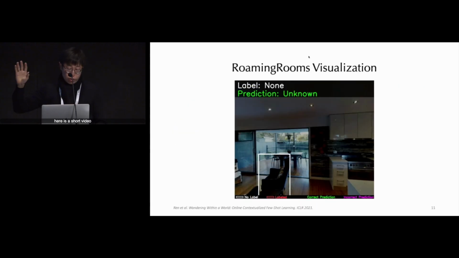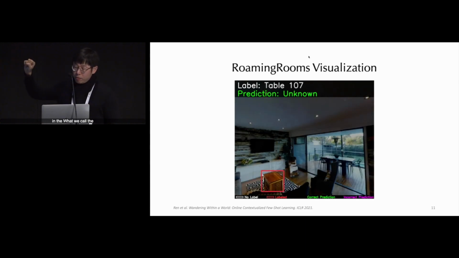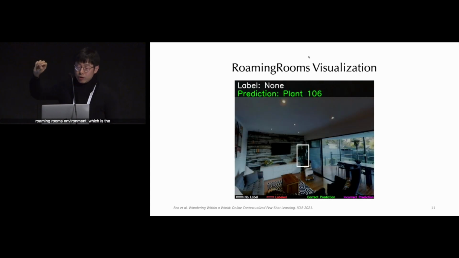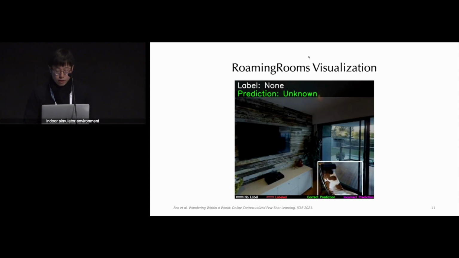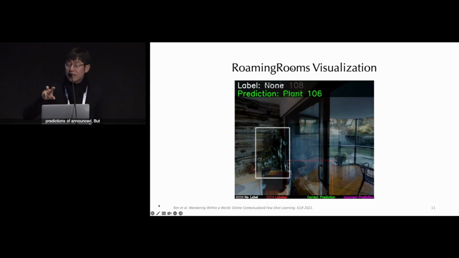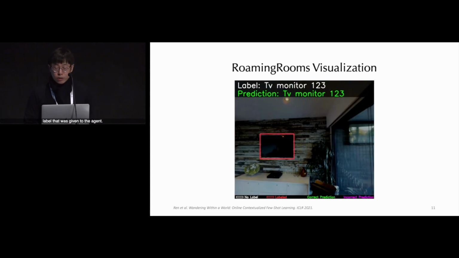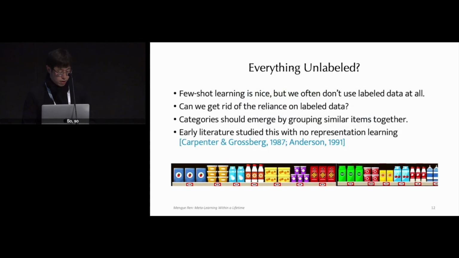And here is a short video showing how it really works in what we call the roaming rooms environment, which is the indoor simulator environment of recognizing different objects. And you can see it make predictions of unknowns, but the next time it sees the object, it can memorize what was the label that was given to the agent. So few-shot learning is really nice, right? So we can incrementally learn new things as we roam around the world.